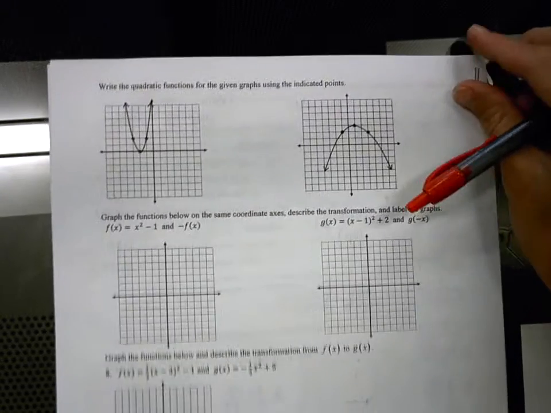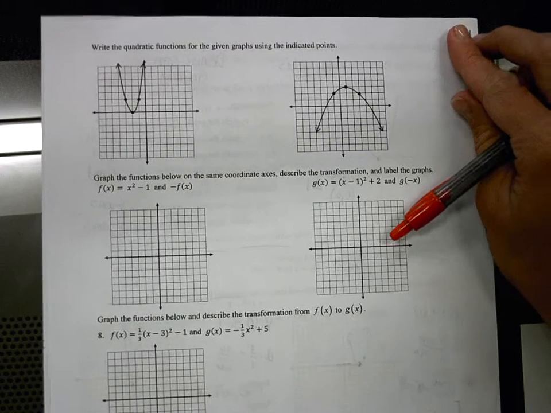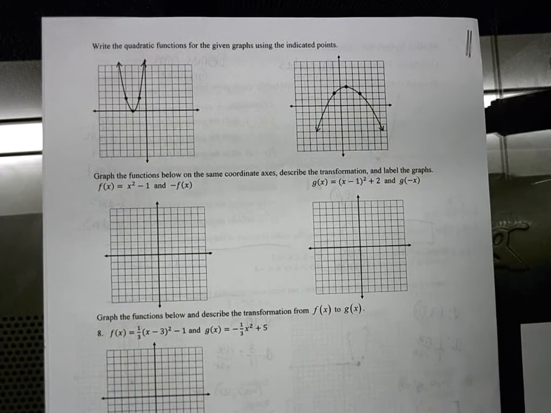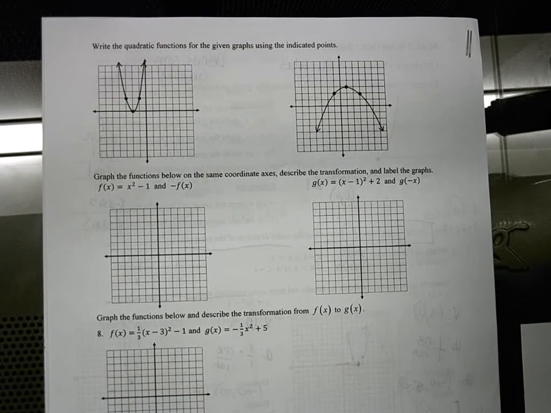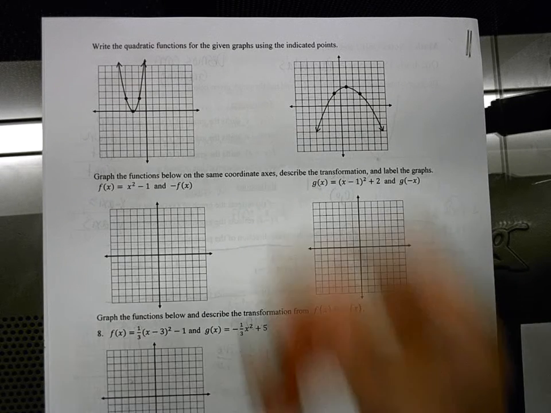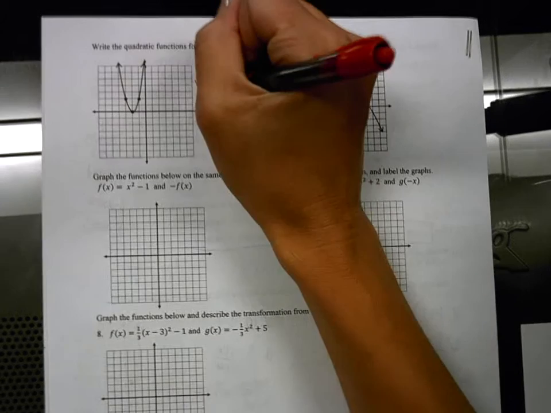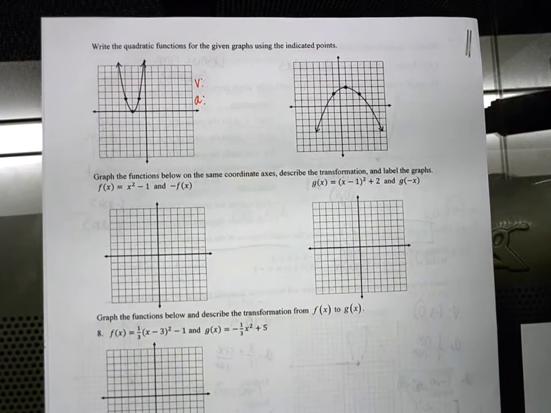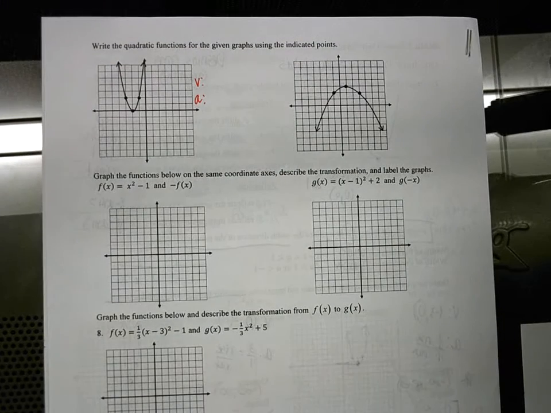Okay, so this next part, they want us to write the function given this information. Now, if you notice, there are 3 points on here, aren't there? Whenever you're graphing a function, you need to know the vertex and your a value. This is the same for writing quadratic functions. You need to know your vertex and your a value.